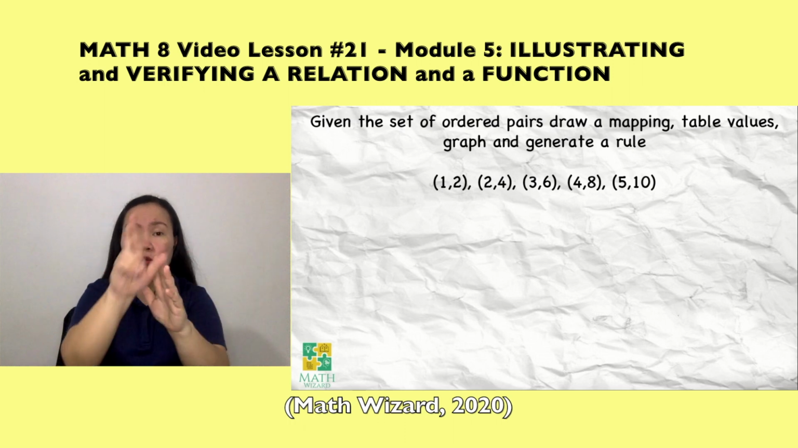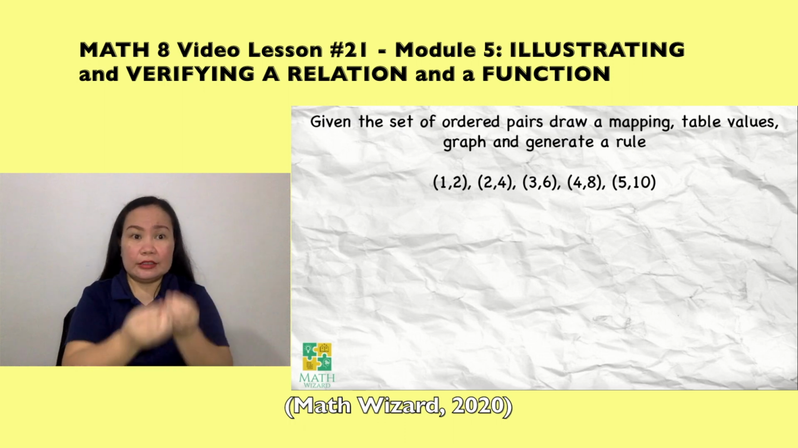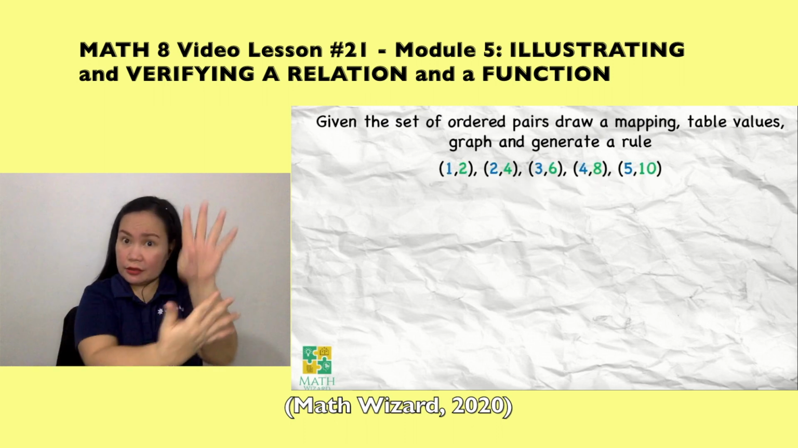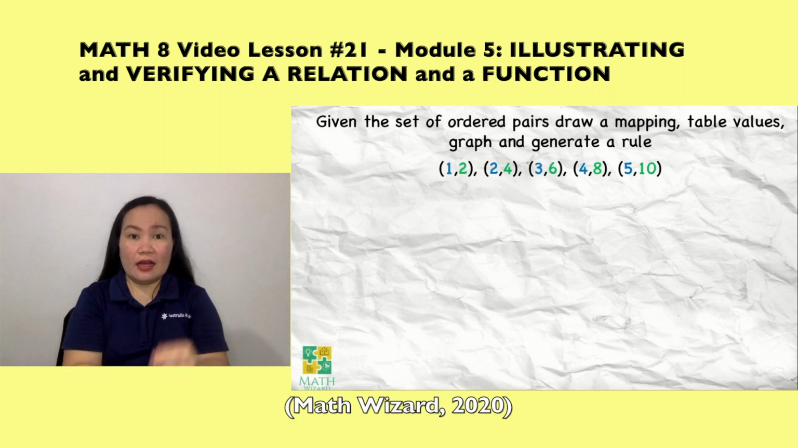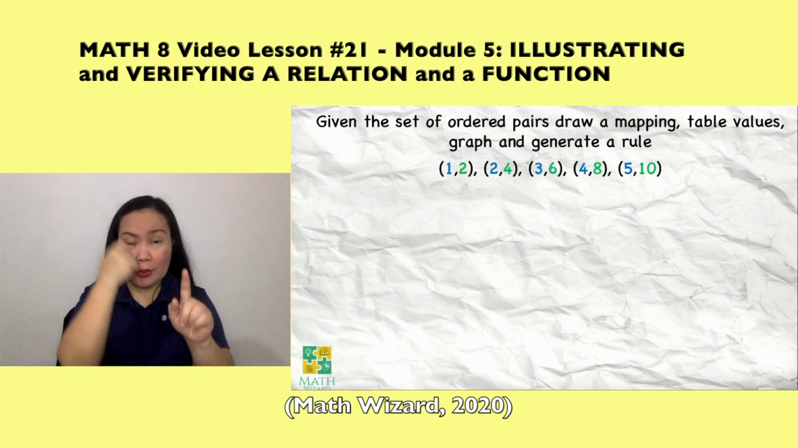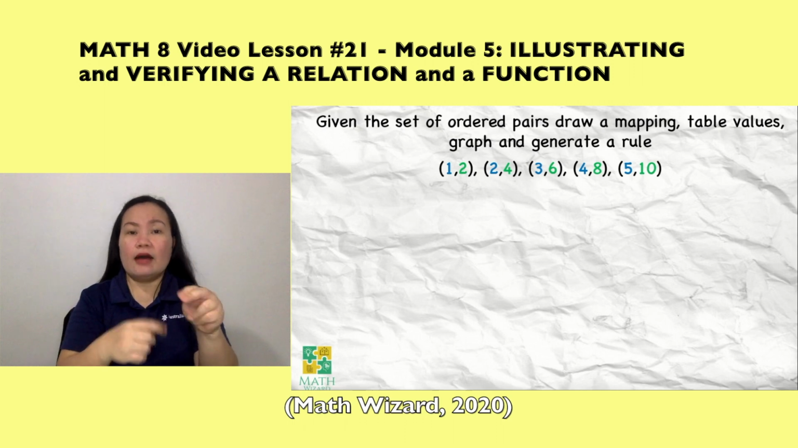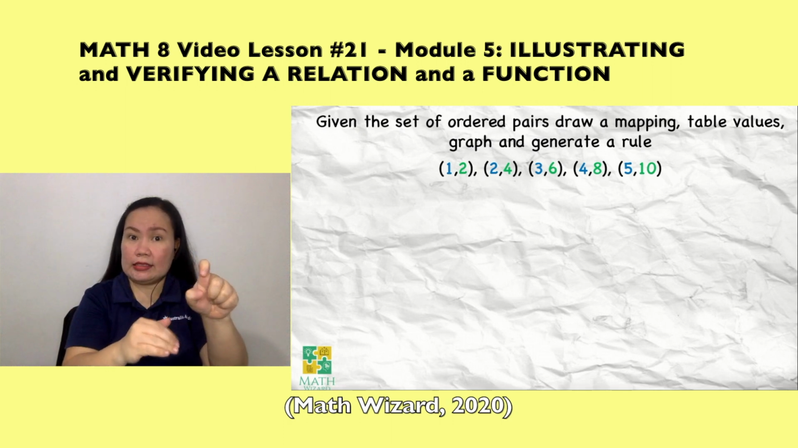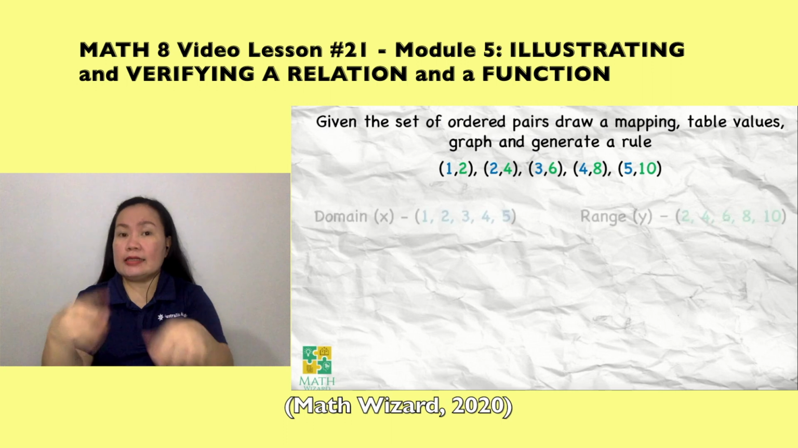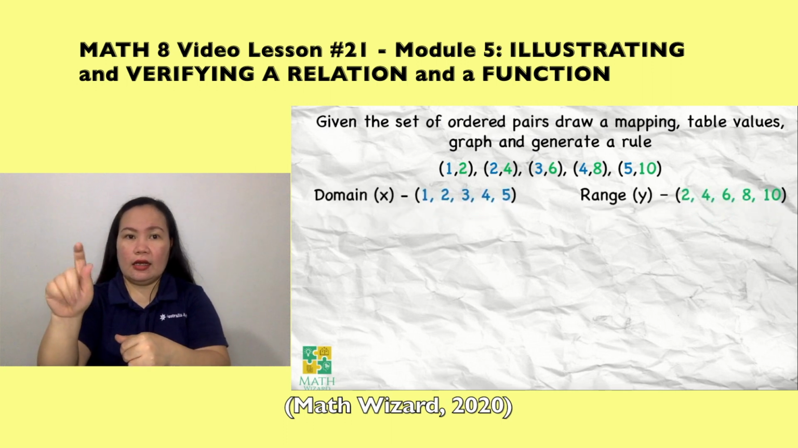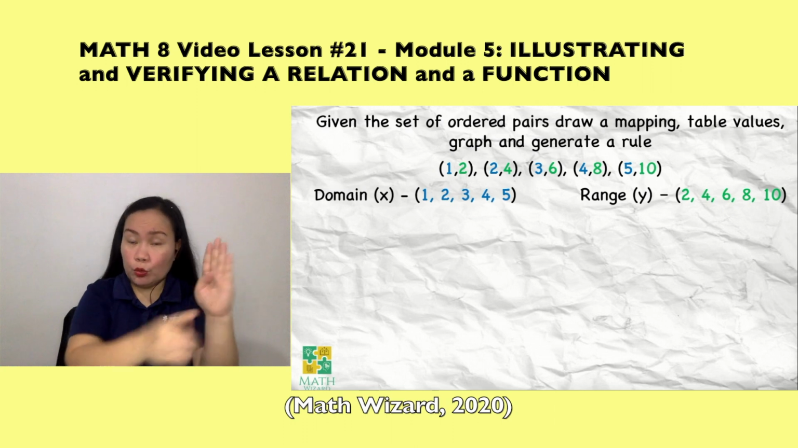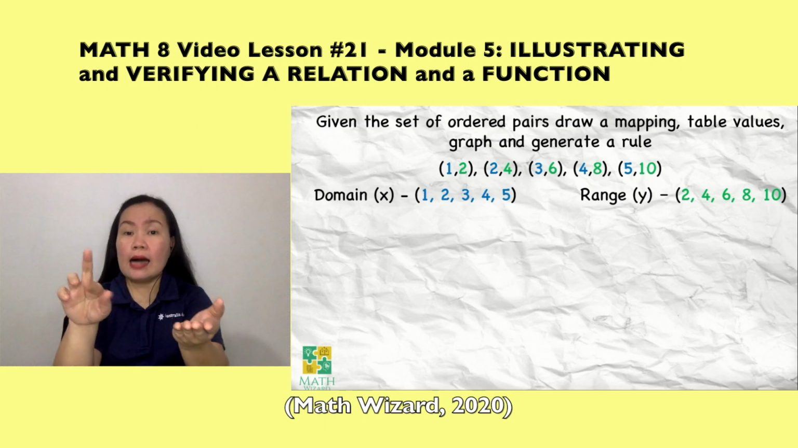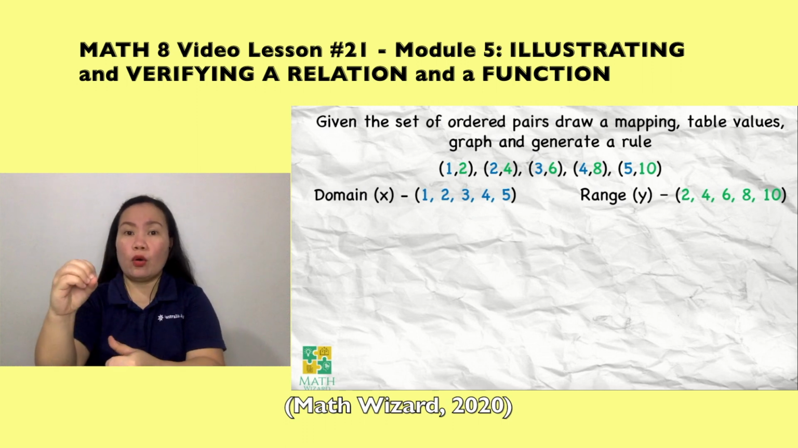Okay, let's have here our example. Given the set of ordered pairs, draw a mapping, table values, graph, and generate a rule. Okay, so kanina na-define natin kung ano yung domain at ano yung range. Sabi natin, ang domain natin is the first set ng coordinates sa isang ordered pairs. Tapos ang range naman natin is the second coordinates ng ating ordered pairs. So, ibig sabihin, yung ating blue one, the color blue numbers is our domain, and then the color green, based from our representation, that is our range, the second coordinates ng ating ordered pairs.